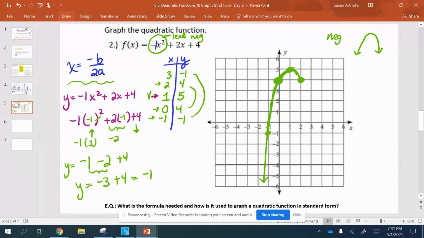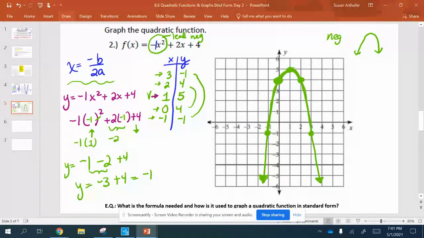I'm just going to swing my graph down. Nice and curved there. And then the last dot is over 3, down 1. And it's right across from our other dot. And that's the symmetry of parabolas that makes it nice. Please make sure there's arrows on the ends of your graphs. They go forever.